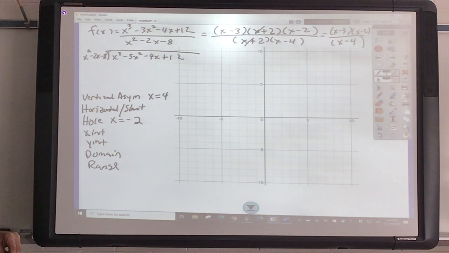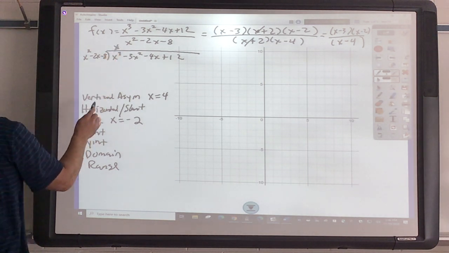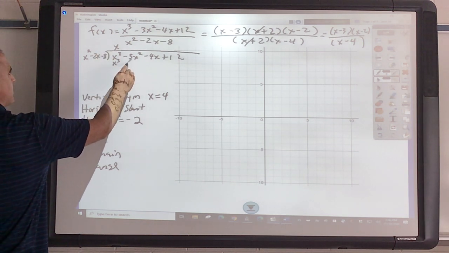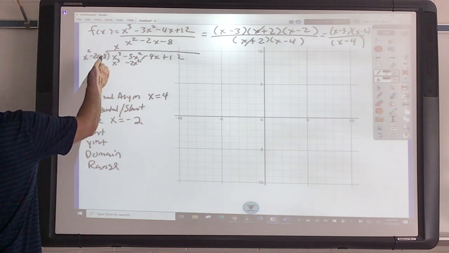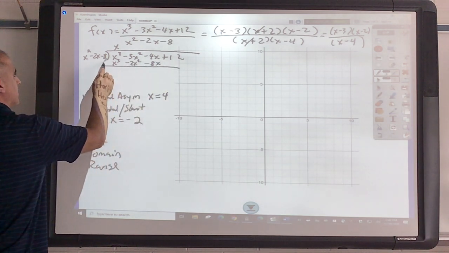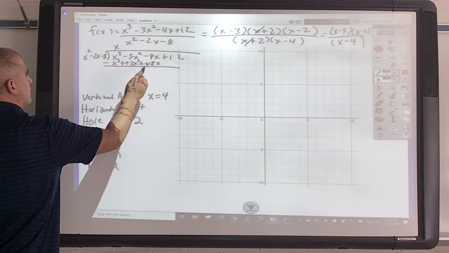As we remember, we went over long division. We want to get rid of this first term. That would just be an x. So x times that would be x cubed. x times that would be -2x squared. That times that would be -8x. Remember, we are subtracting. So subtract, this turns into a positive. Subtract, that turns into a positive.